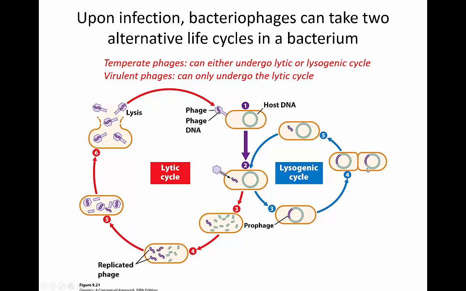These bacteria grow, but then at some point, that virus can actually pop back out of the genome and go back and enter into the lytic cycle. There are two types of phages. There are either temperate phages, which can do both of these types of cycles, either the lysogenic or the lytic cycle, or virulent phages, which can only undergo the lytic cycle.